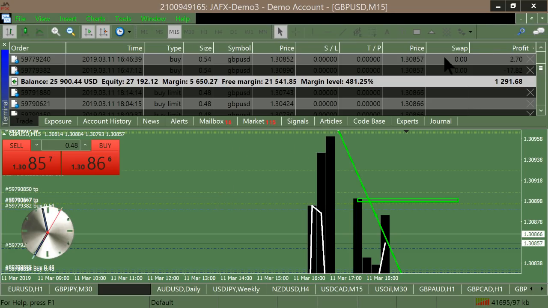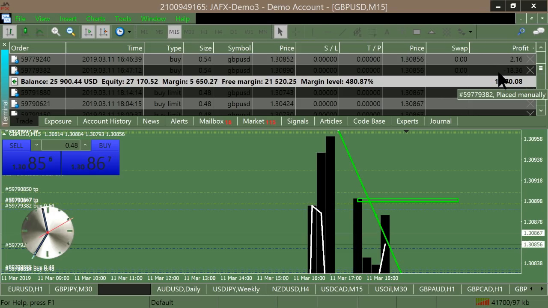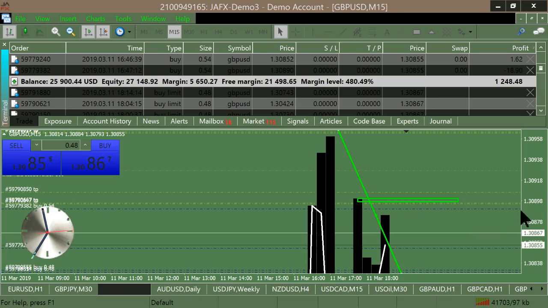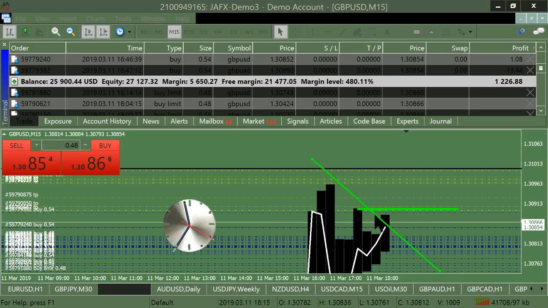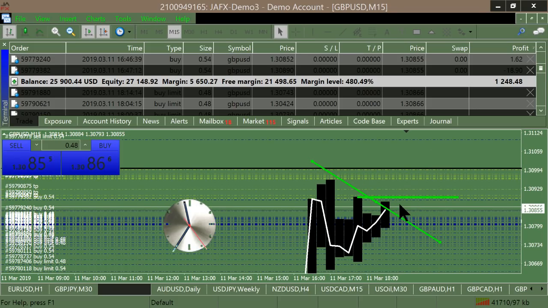Now here I could get out. I think every ticket's a winner except for this one. I'm underwater on this one ticket here. That's it. It's difficult to be in these positions because this may take another hour to take out the high of the day.